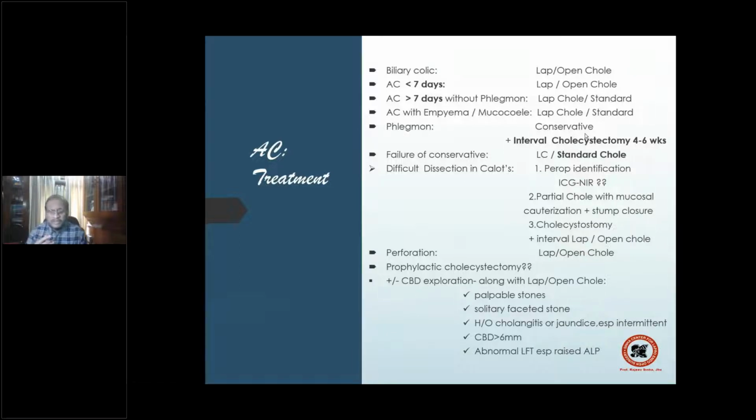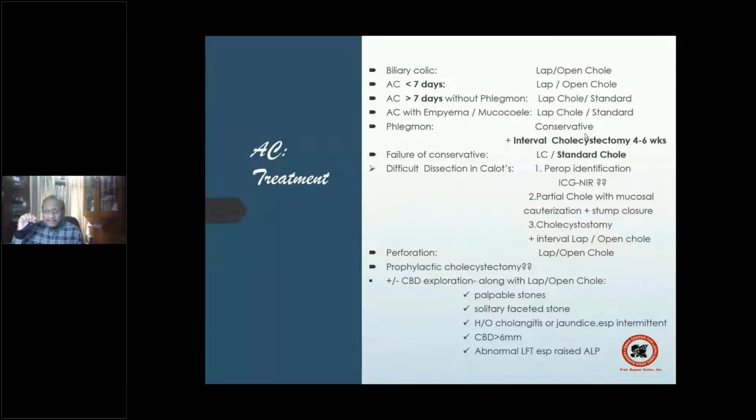So the immediate surgery, or surgery at the time of admission, is advisable in these cases. Number one, when the patient has acute cholecystitis of less than 7 days duration. And in any patient, whether less than 7 or more than 7 days, if the patient has only empyema or mucocele without phlegmon. That should be pretty clear in your mind. But if the patient has phlegmon, please do not go ahead and do a cholecystectomy. Just carry out conservative therapy and follow this up with interval cholecystectomy in 4 to 6 weeks.